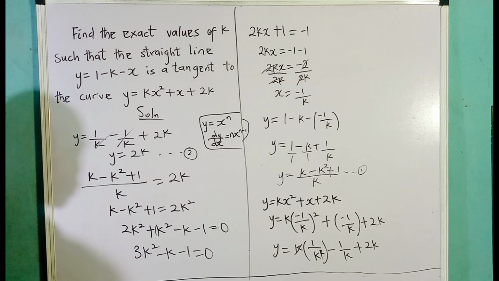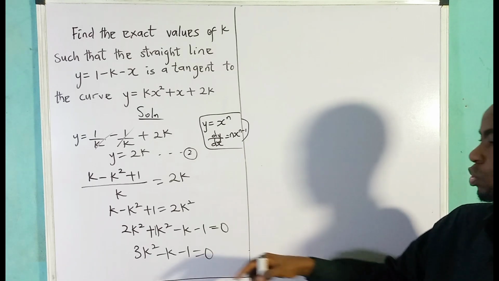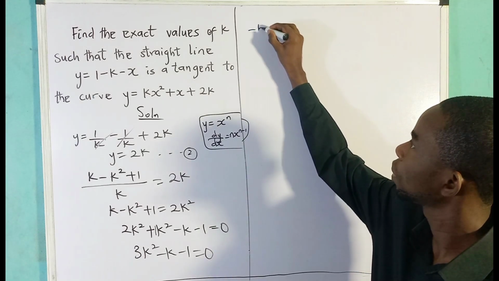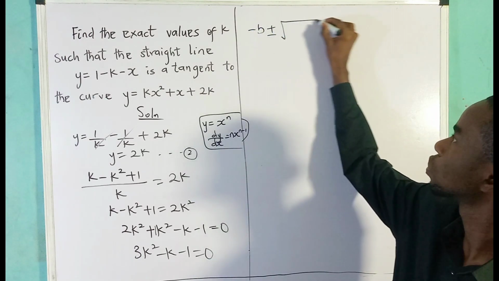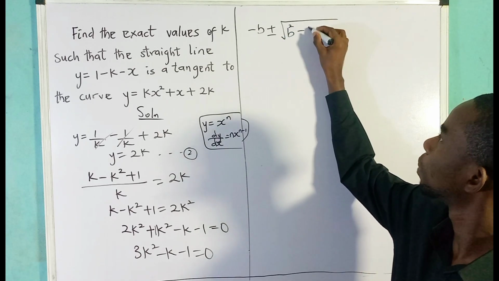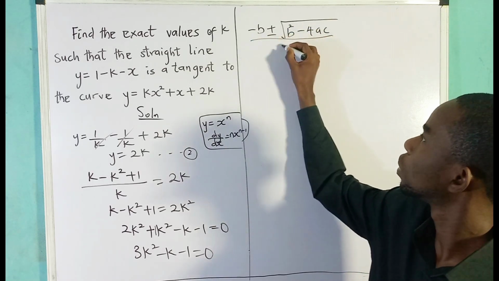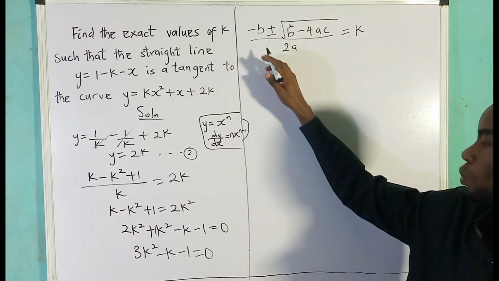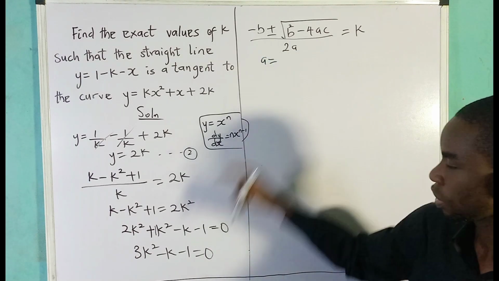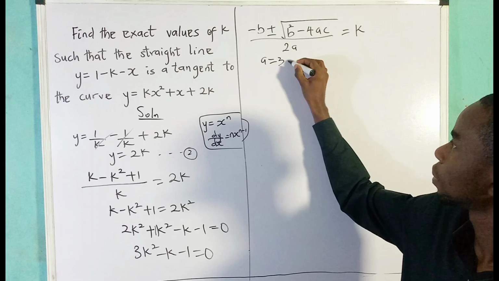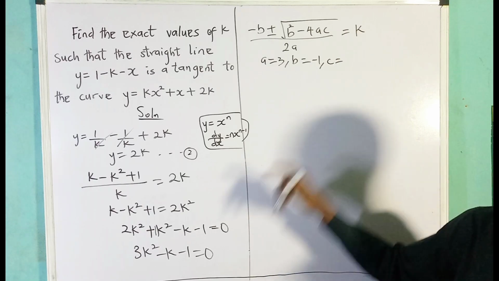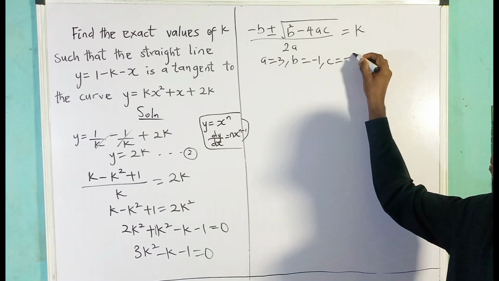So now we're going to be using almighty formula just to get the values of k. So we have 3k squared minus k minus 1. The almighty formula is given as minus b plus minus the square root of b squared minus 4ac over 2a. In this case, everything here is equals to k. So the a here is the coefficient of k squared, which is 3. b is the coefficient of k, which is minus 1, and c is the one we have here, minus 1.